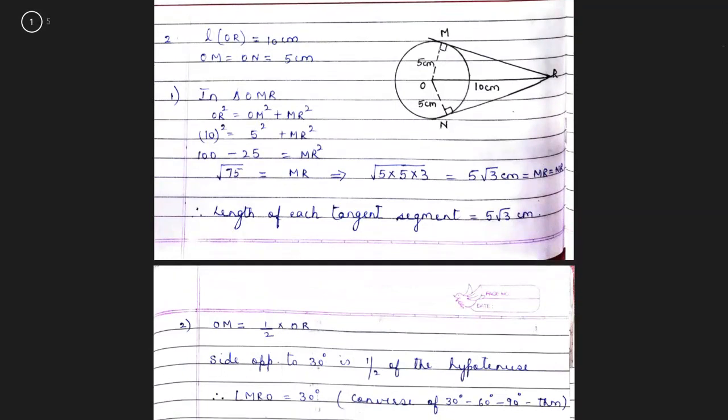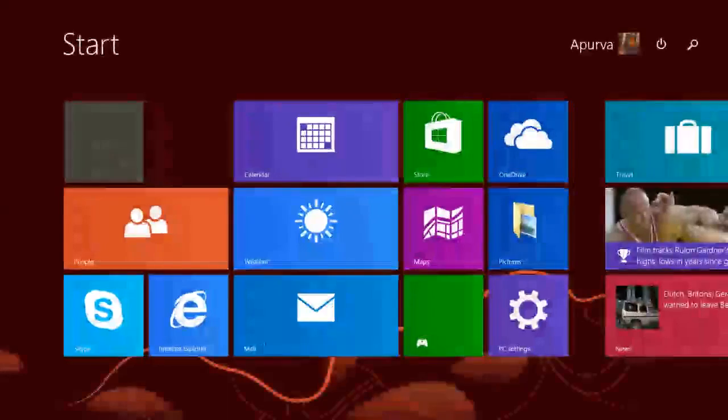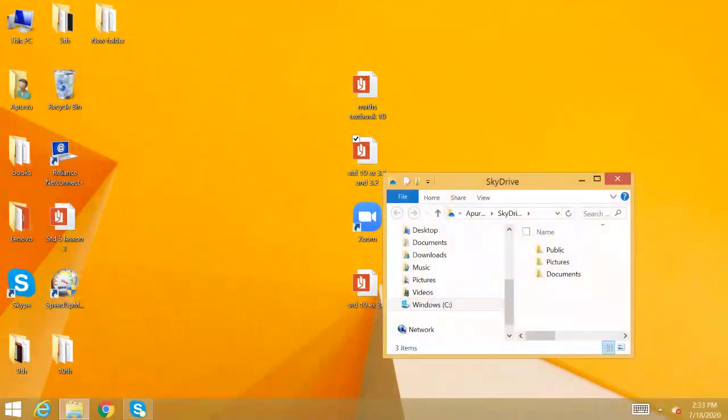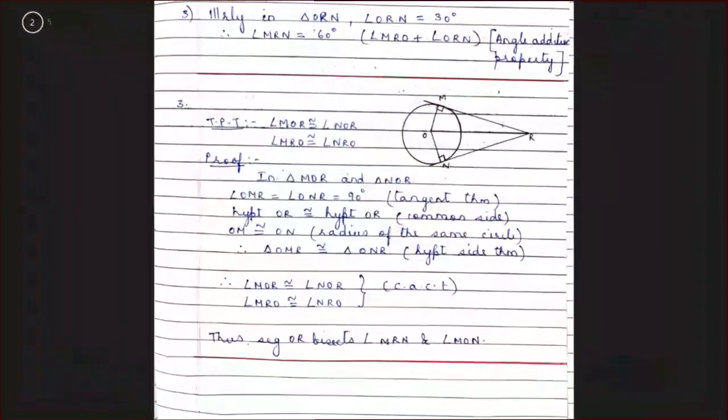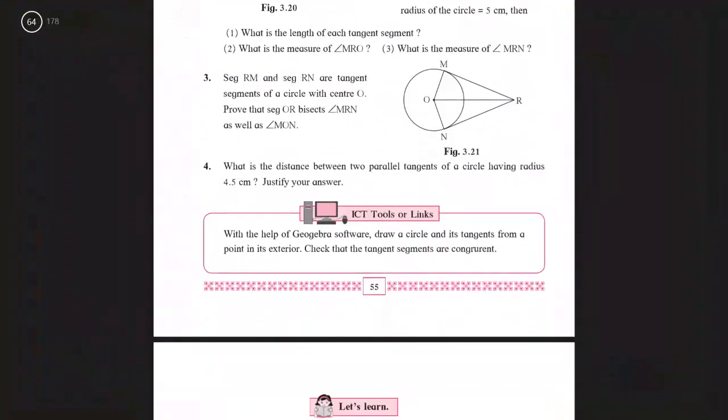Okay. Children, I hope all these three questions are clear to you. We next go to question number 3. Segment RM and segment RN are tangent segments of a circle with center O. Prove that segment OR bisects angle MRN as well as angle MON. So you have to prove that segment OR bisects angle MRN and angle MON.